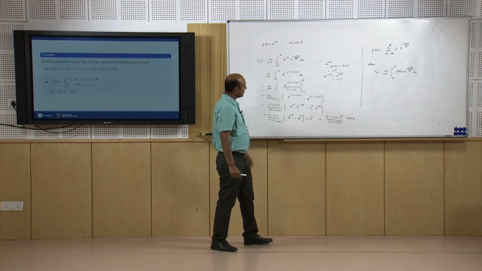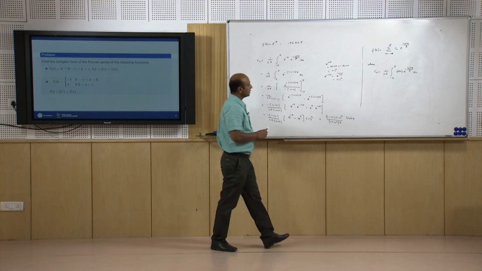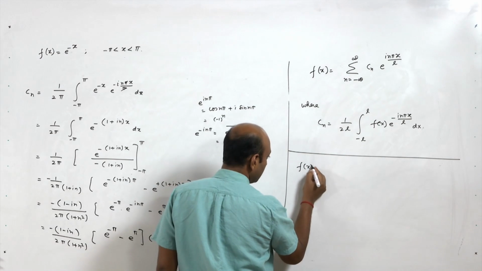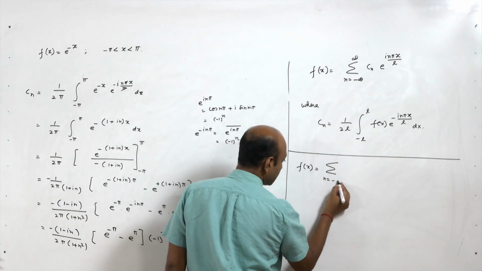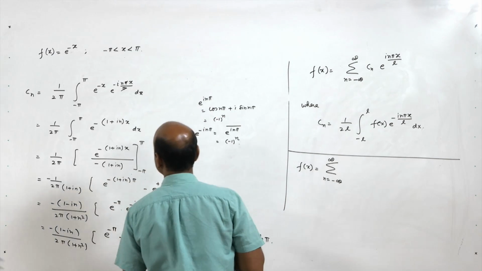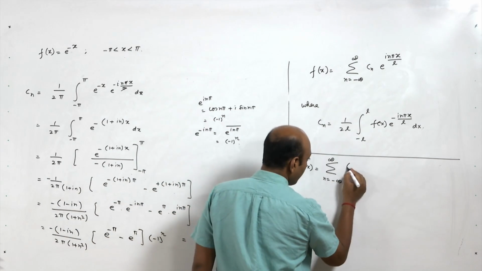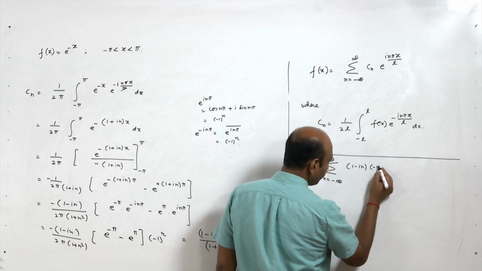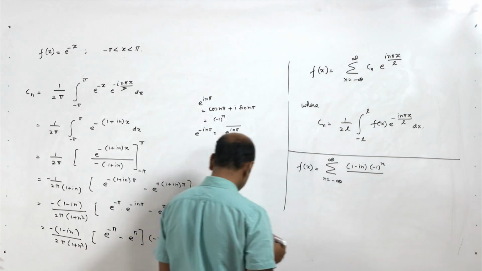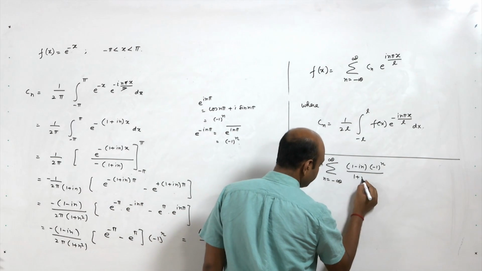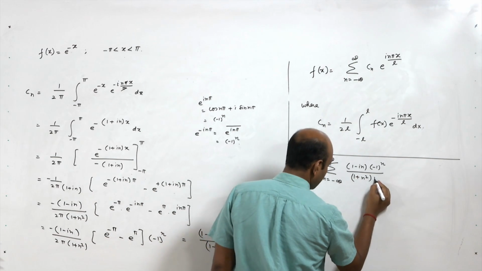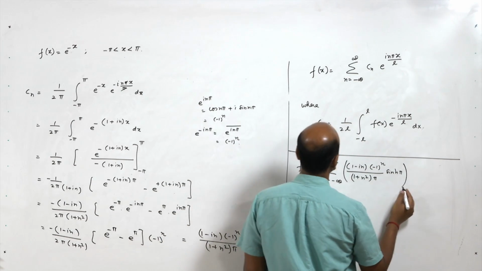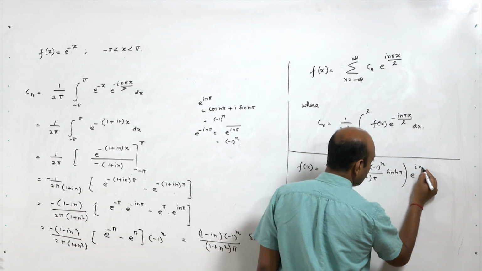So, what will be the Fourier series expression of this function? The Fourier series expression of this function f x will be nothing but f x equal to summation n varying from minus infinity to plus infinity. Cn is what? Cn is (1 minus iota n) into minus 1 raised to the power n upon (1 plus n square) into pi sine hyperbolic pi into e raised to the power iota n x.